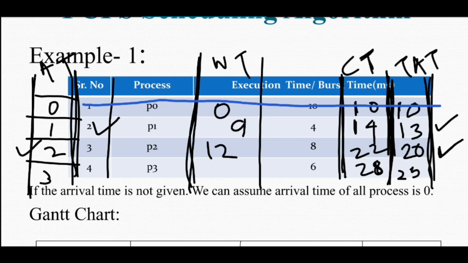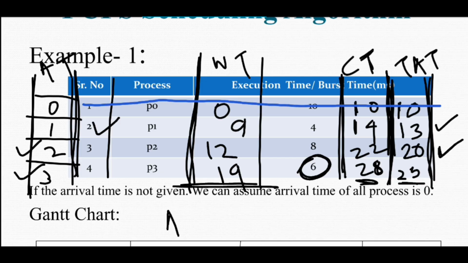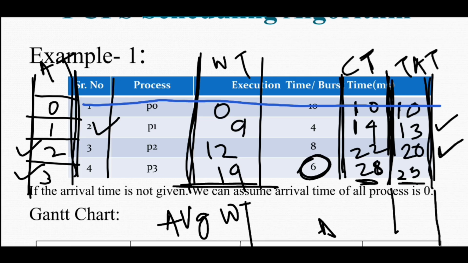Then our P3 came at 3 seconds and left the system at 28 seconds. It remained inside the system for 25 seconds. Okay, then in between the 25 seconds, it only executed for 6 seconds. All the other seconds it is waiting. Then 19 seconds it is waiting. Okay, you can make this also the average waiting time, and you can also find the average turnaround time.